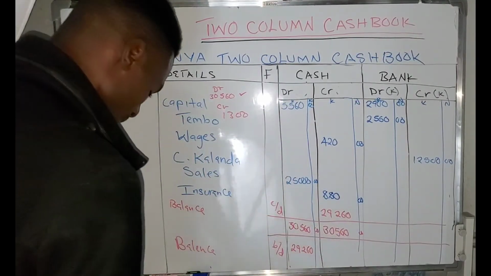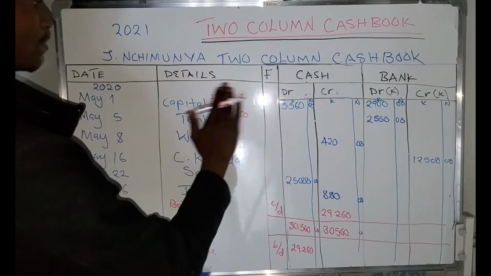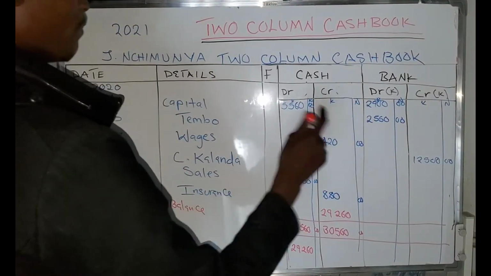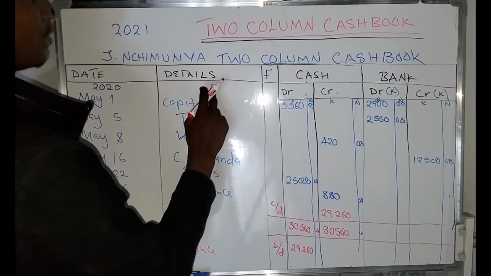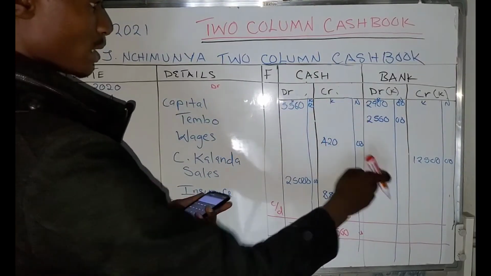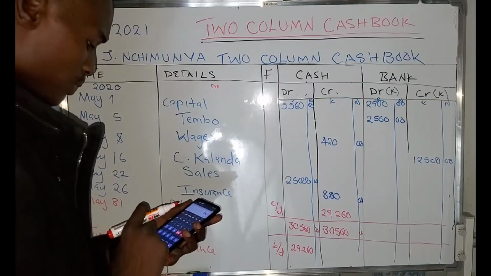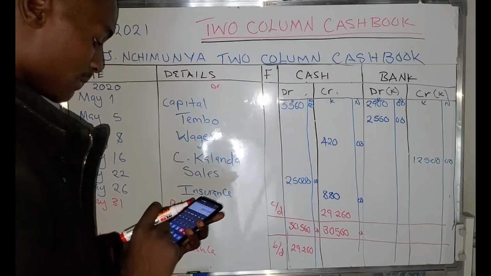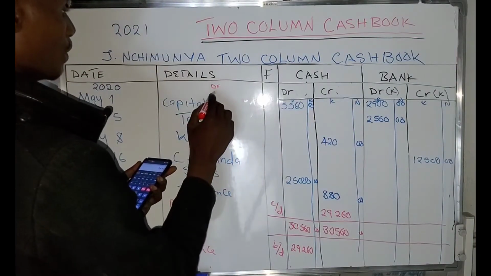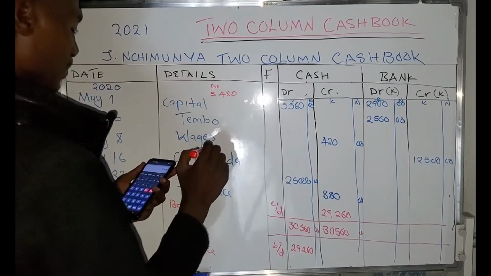Then you do the same with the bank account. Let me just get rid of these calculations. Okay, on the bank account, on the debit side, we add the two transactions, 2,900 plus 2,550 is equal to 5,450 on the debit side.